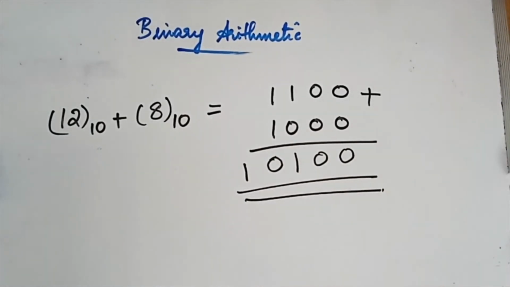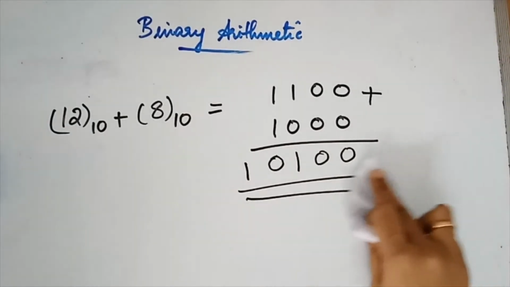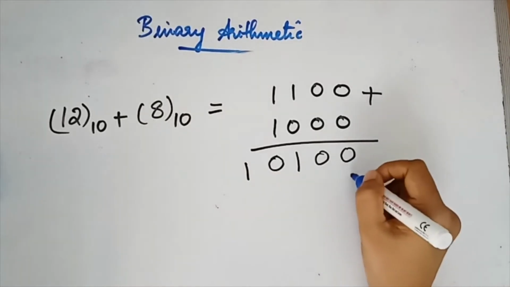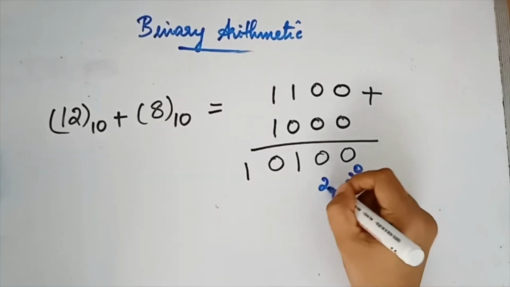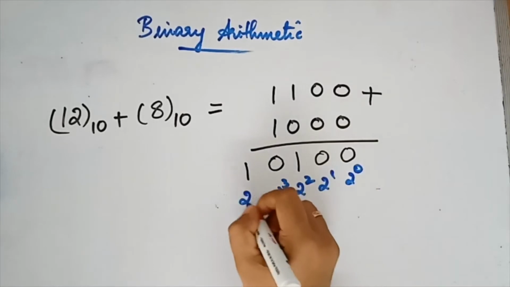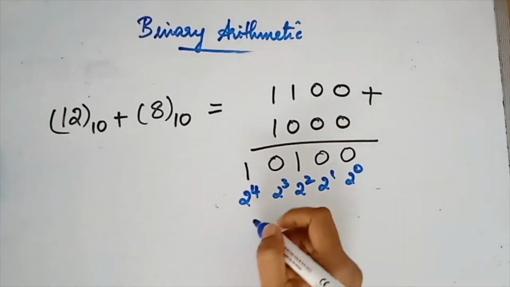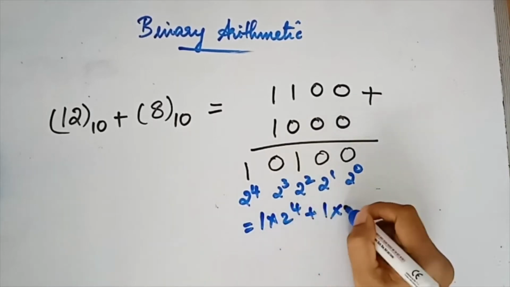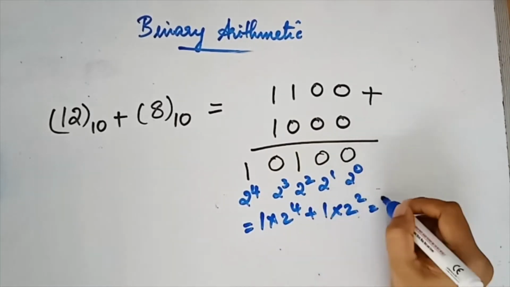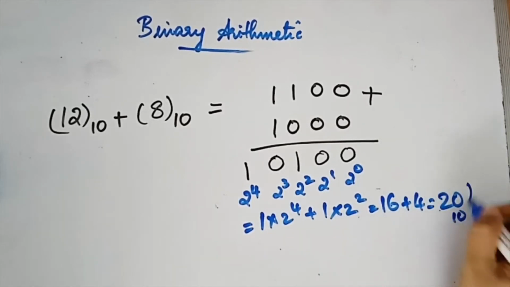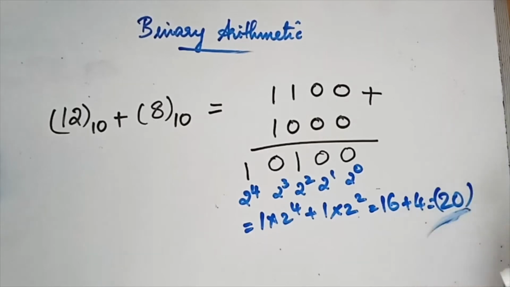Now you have to check whether the answer is correct or not. Here the weights are 2 raised to 0, 2 raised to 1, 2 raised to 2, 2 raised to 3 and 2 raised to 4. So this will be 1 into 2 raised to 4 plus 1 into 2 raised to 2. That is 16 plus 4, that is 20 to the base 10.